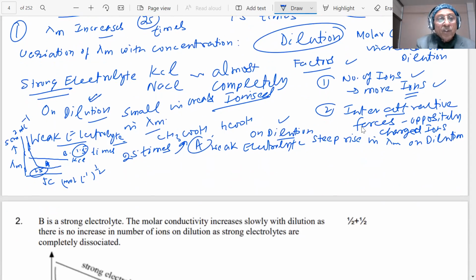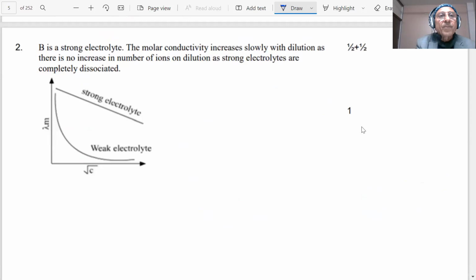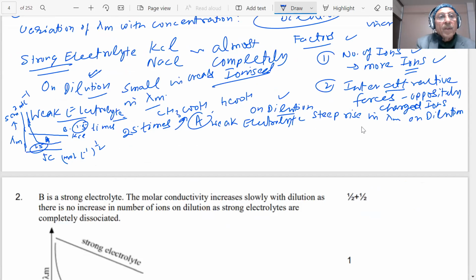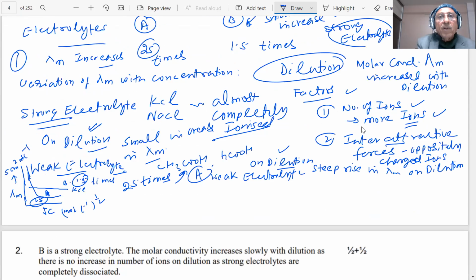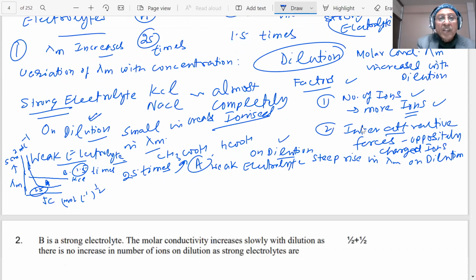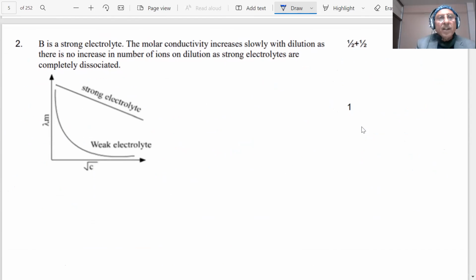Let me see the answer which is provided by the CBSE marking scheme, students. As we said here, you have already answered: B has a small increase, B is a strong electrolyte. So when you write B is a strong electrolyte in the exam, you are given half marks.